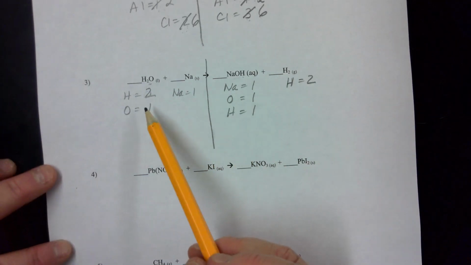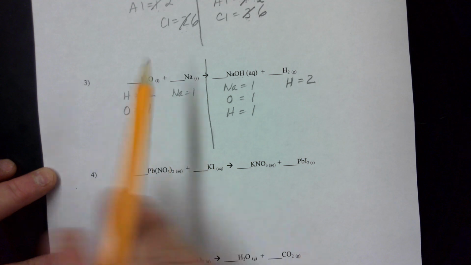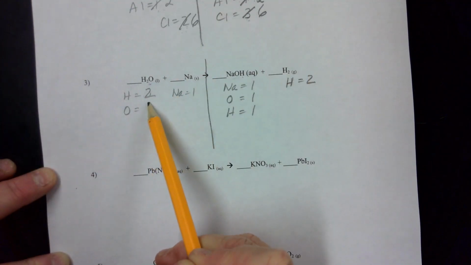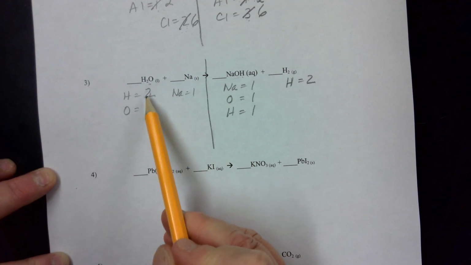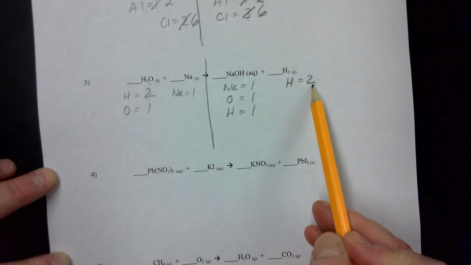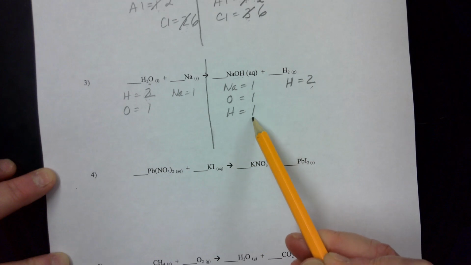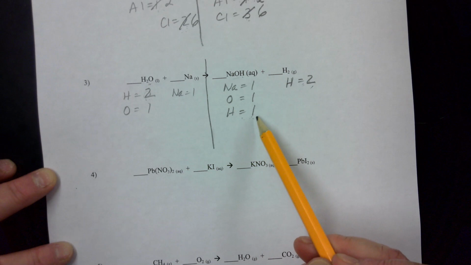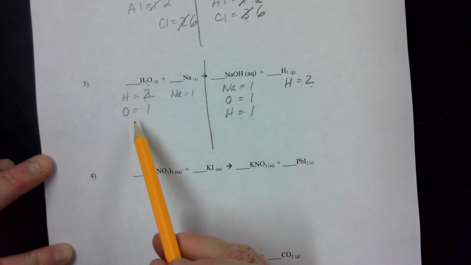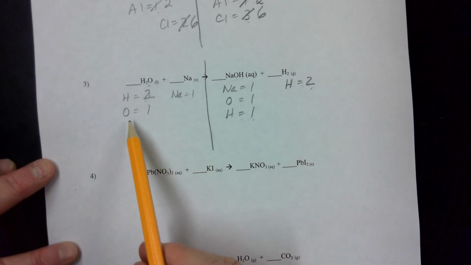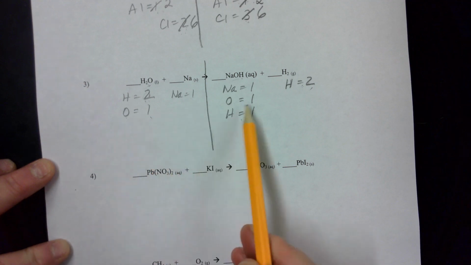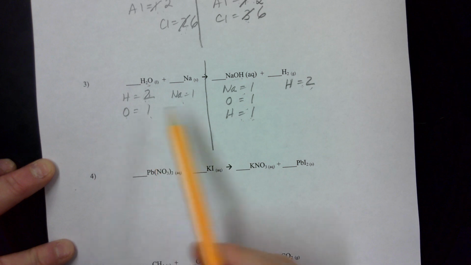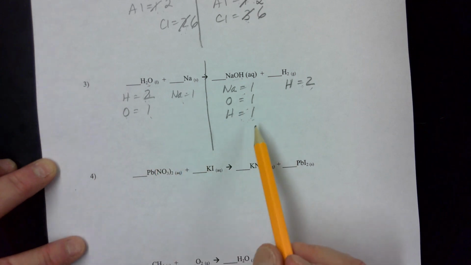So let's take a look one element at a time. I'm going to try to be as methodical as possible. I'm going to start at the left. I'm going to look at one element and just focus on that one element. Hydrogen 2, but I have this one right here. Okay, so total hydrogens are 3. So that's an awkward place to start. I think that's where we're going to have to start, because oxygen 1, sodium 1, sodium 1. So we're going to have to dive in and battle this hydrogen problem.